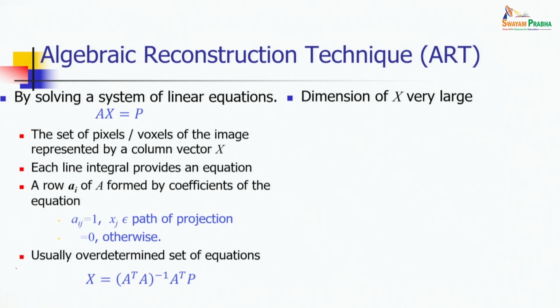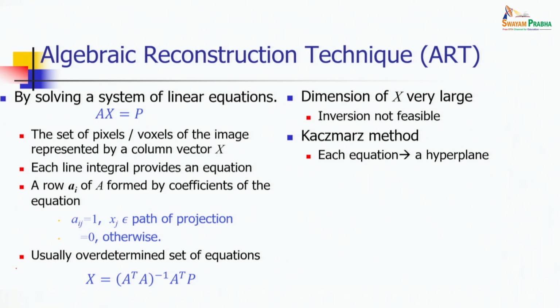But the problem is that the dimension of X is very large, that 3-dimensional image or even the cross sections. So, that is why the respective inversion also will be costly. And in fact, it is not feasible. So, what we do, there is a method called the Kaczmarz method, by the name of the mathematician who has proposed it. In this method, iteratively we solve this one.